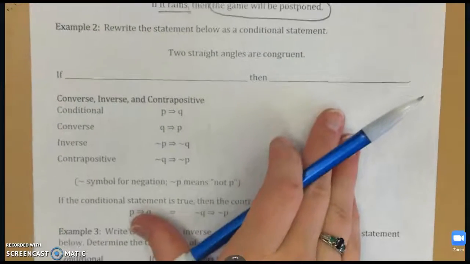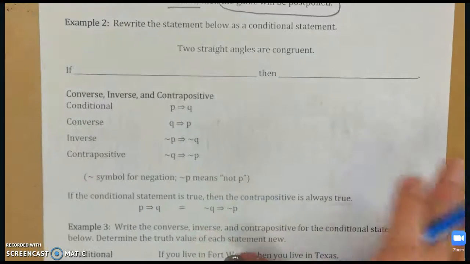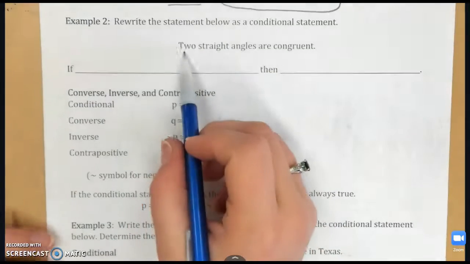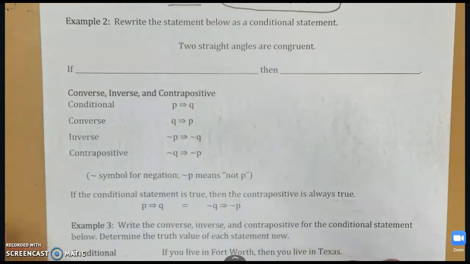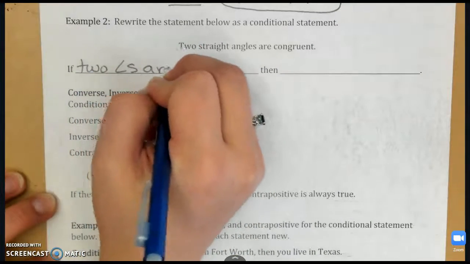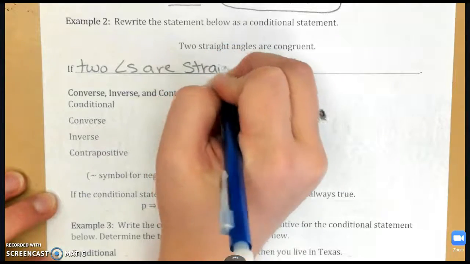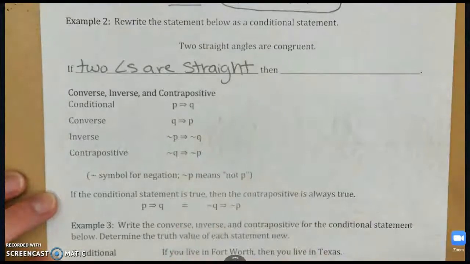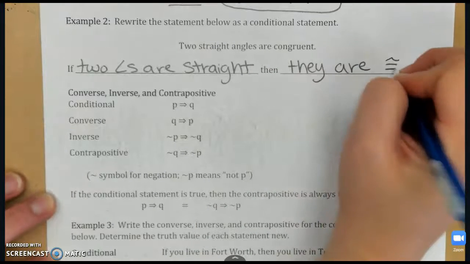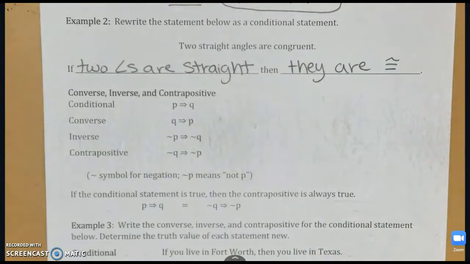You can also rewrite statements as conditional statements by putting them in if-then form. So if your hypothesis, then your conclusion. In this example, two straight angles are congruent. So I need to turn this into an if-then statement. My hypothesis would be if I have two straight angles, so if two angles are straight, then what do I know about them? They are congruent. And again, I'm using shorthand with my symbols here. It's totally fine if you do that as well, just to save on space and some writing.